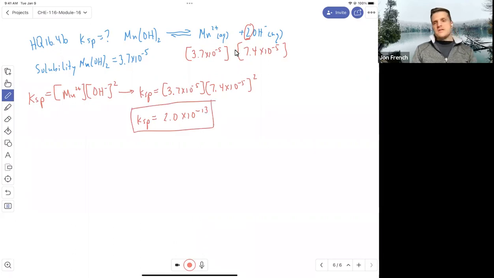So just a little bit of a different variation on the problem we did in class, because instead of telling us the concentration of manganese is this, or the concentration of hydroxide is this, they told us instead the solubility of manganese hydroxide, and we had to use that to say, okay, if this much manganese hydroxide went into solution, I'm going to have the same concentration of manganese. And because of that coefficient 2, I'm going to have twice the concentration of hydroxide.